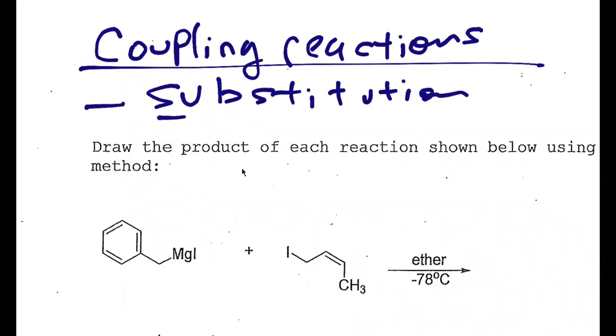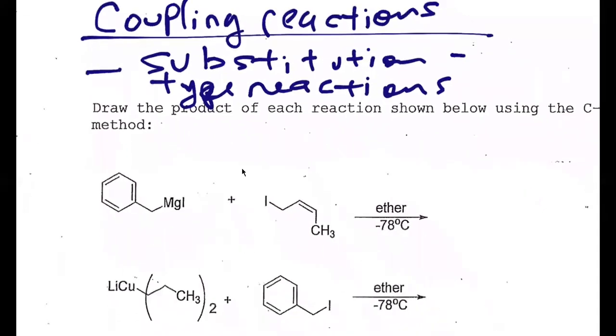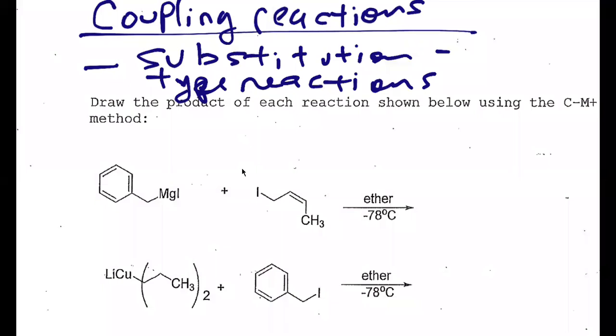I'm saying type because they're not all necessarily direct substitution. We can use elimination sometimes. Is that what was said in the video? Well, you have elimination if you do an addition to an ester. But for these coupling reactions, they're all basically substitution type reactions.